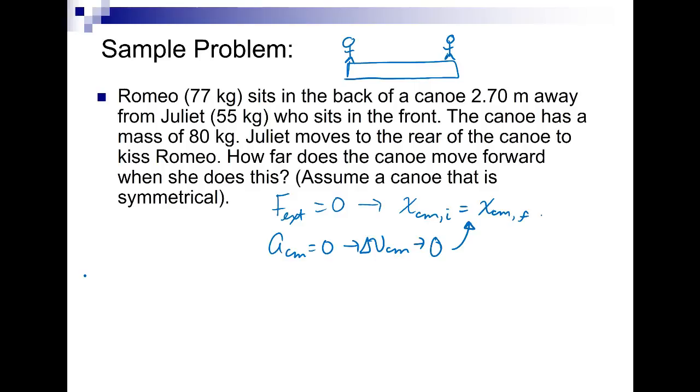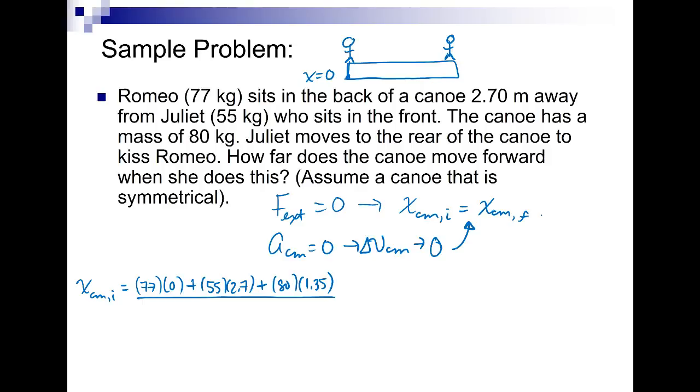Okay, so initially, the center of mass was Romeo's mass times his position, and we'll say at the back of the canoe is x equals 0. Okay, and Juliet is going to be at a distance of 2.7 meters, and the canoe itself is going to have a mass of 80, and that's going to act in its geometric center. We then divide that by the total mass of the system.